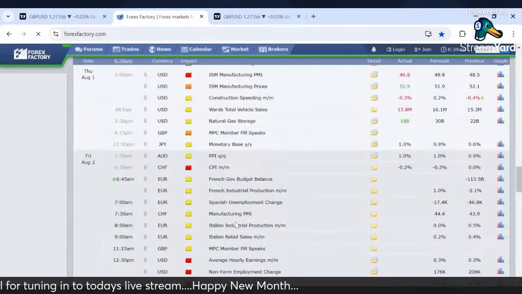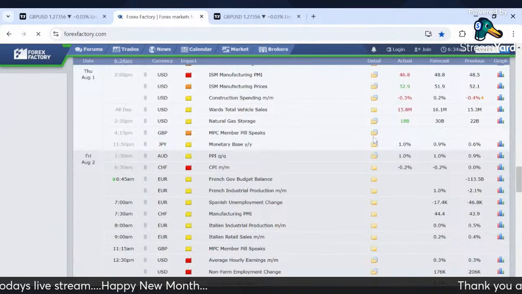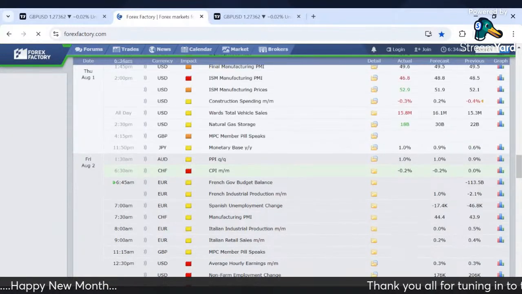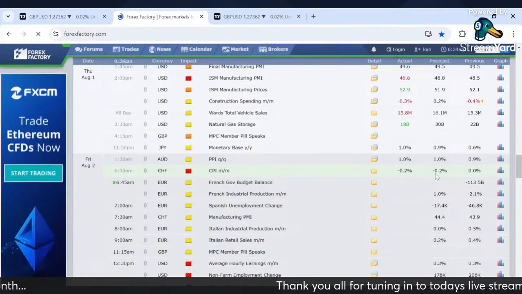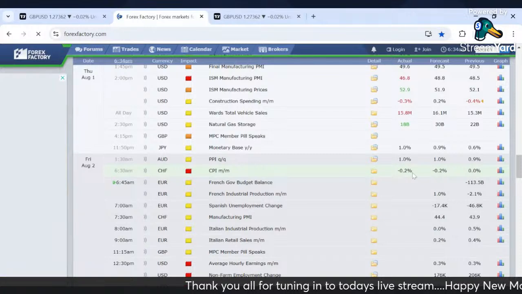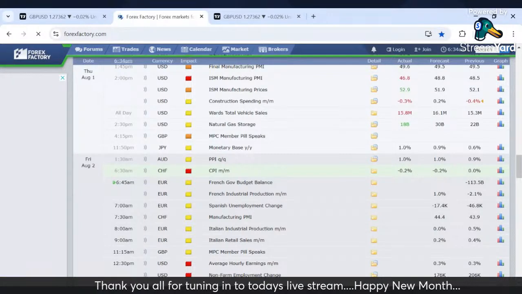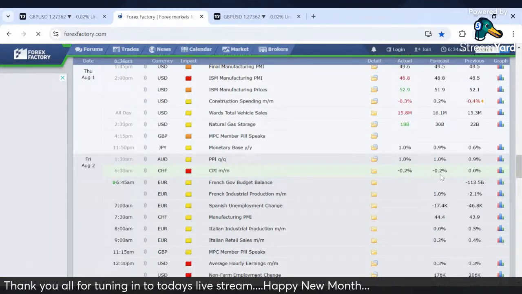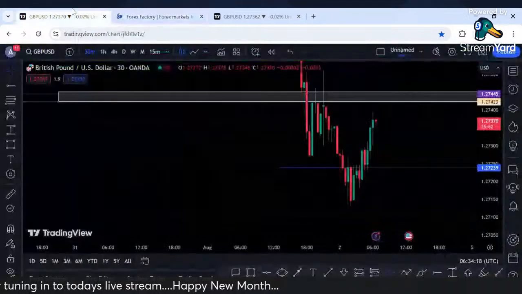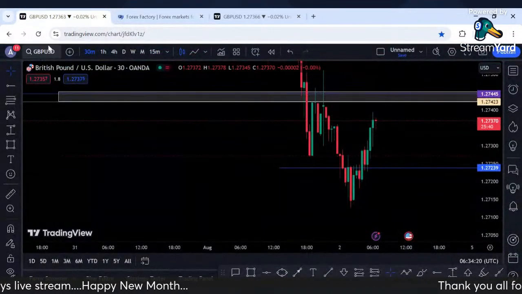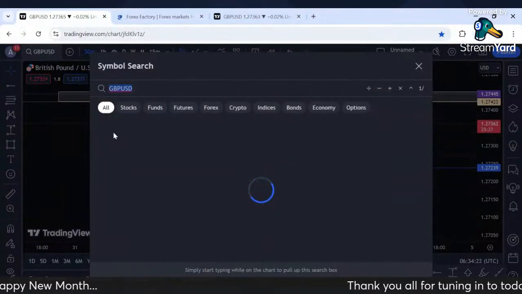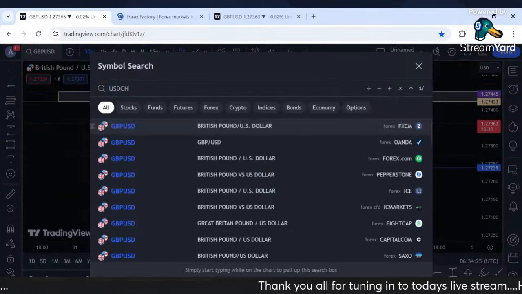So it happens to be what? It happens to be the same. The forecast and the actual happen to be the same. When it happens to be the same, you see up and down. Okay, the market will move up. So let's watch USD CHF and see.